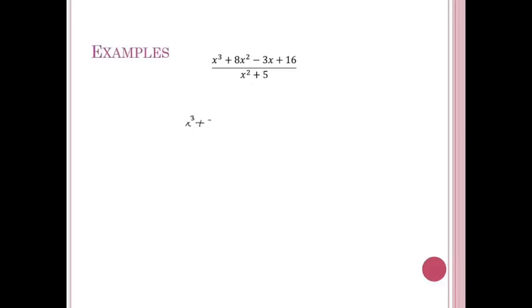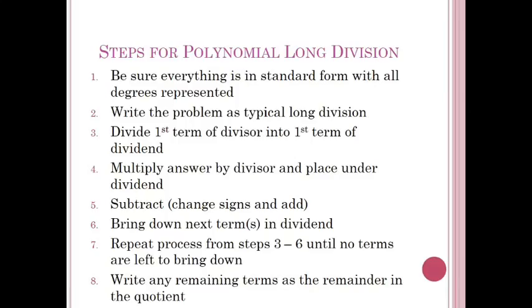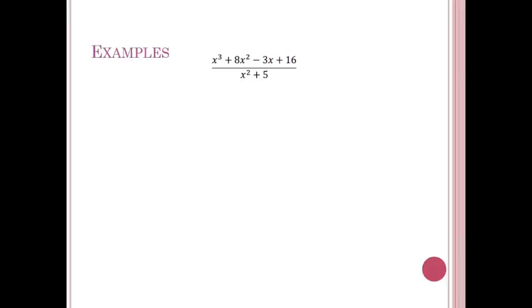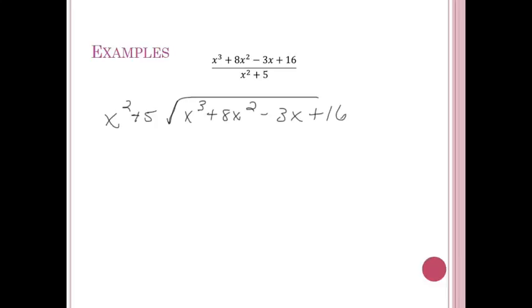Plus 8x squared minus 3x plus 16. And we want to divide that by x squared. Whoops, what happened? Go back. Got to start over. Okay, so we're going to divide by x squared plus 5, and we're going to divide that into x cubed plus 8x squared minus 3x plus 16.